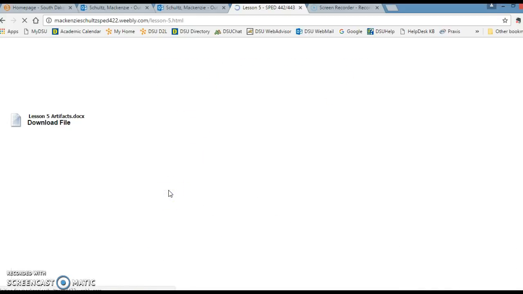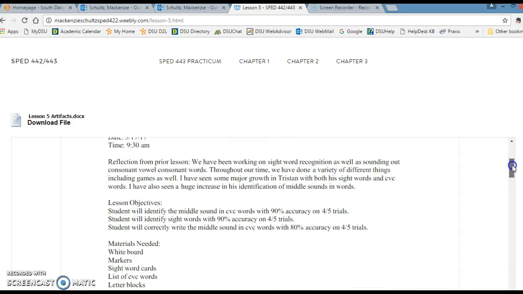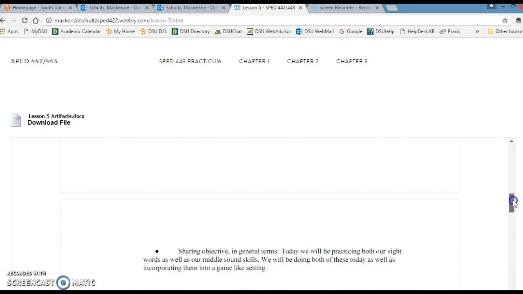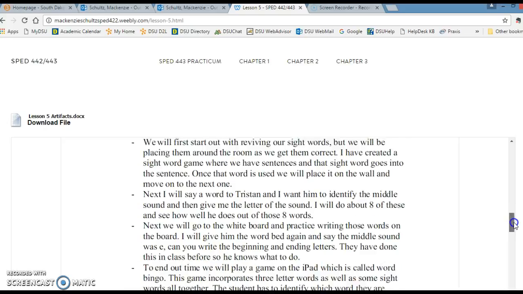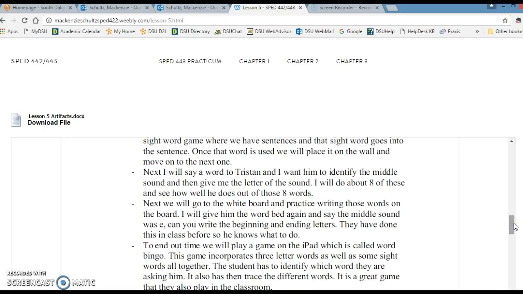So in lesson 5, we also played a little game. And in that game, we really worked on just reviewing our sight words. We placed them around the room, and then the ones we got correct, we placed around the room. And then I gave him some sounds, and I wanted him to identify the middle sounds. I gave him some of the cards again, and we worked on that again.